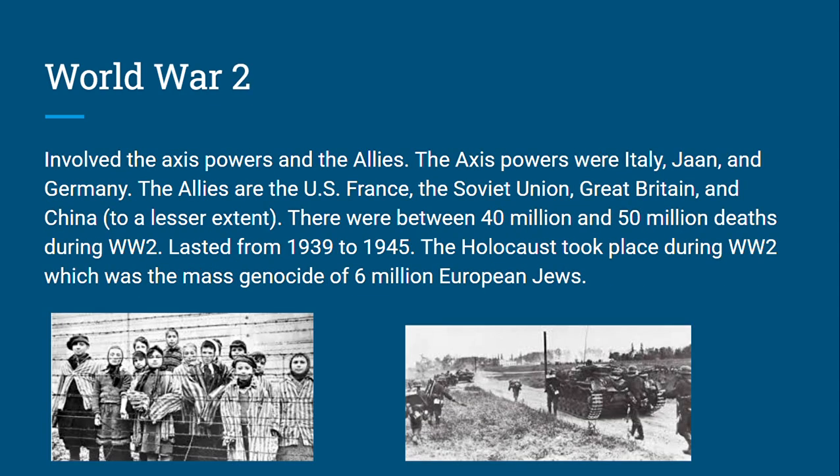And finally, we have World War II. This involved the Axis powers and the Allies. The Axis powers were Italy, Japan, and Germany. The Allies were the U.S., France, the Soviet Union, Great Britain, and China to a lesser extent. There were between 40 million and 50 million deaths during World War II, and it lasted from 1939 to 1945. The Holocaust was a major event that took place during World War II, which was a mass genocide of 6 million European Jews.